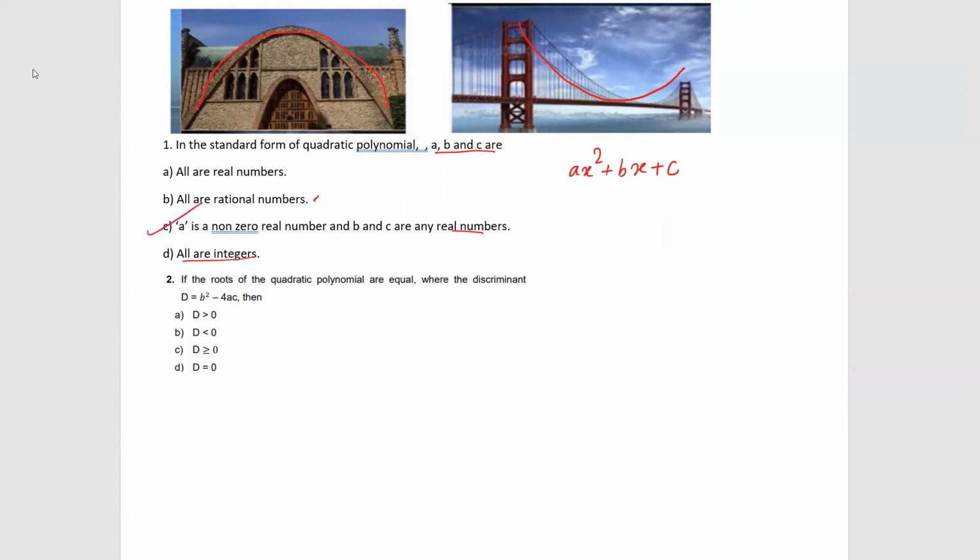Here, C is correct. A is non-zero. A should not be 0. If it is 0, then there will be no quadratic. It will be linear. And b, c can be any real numbers. So C is the answer.